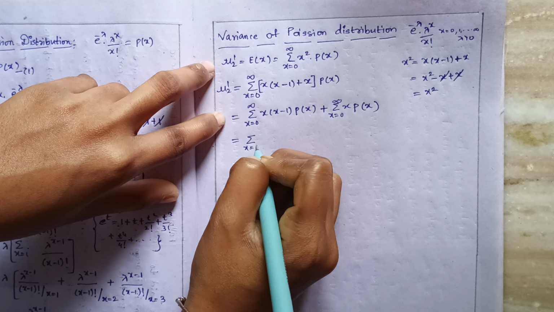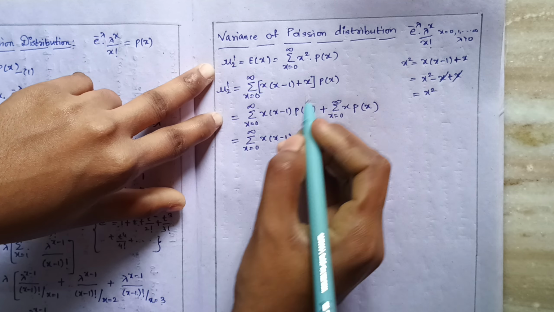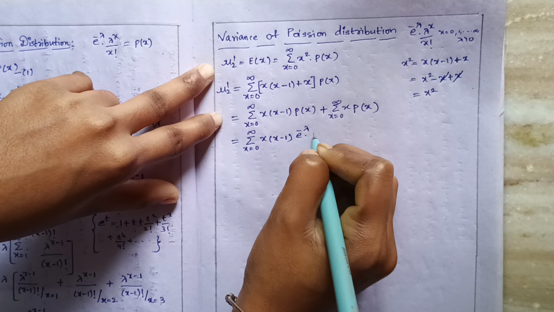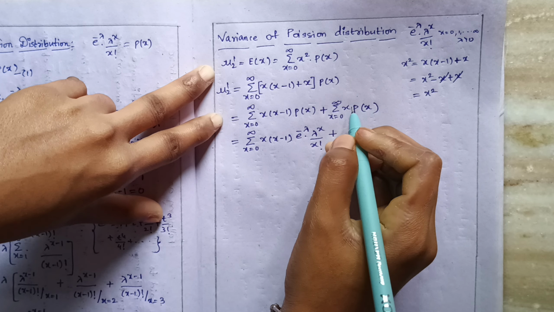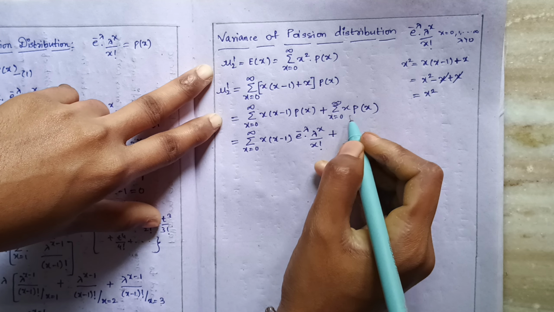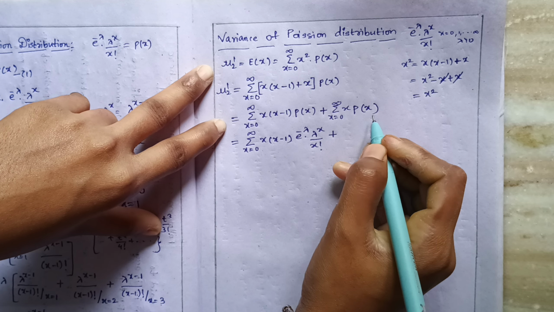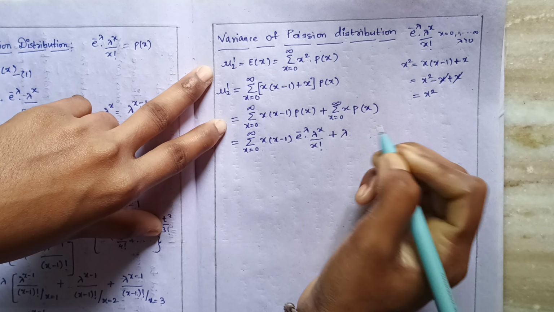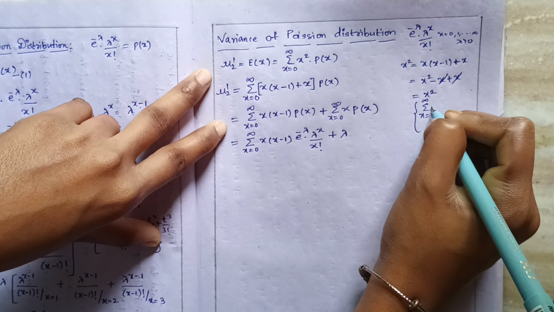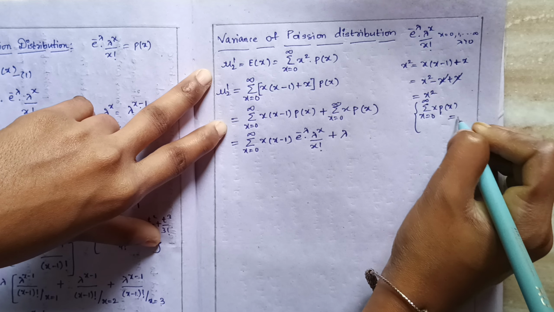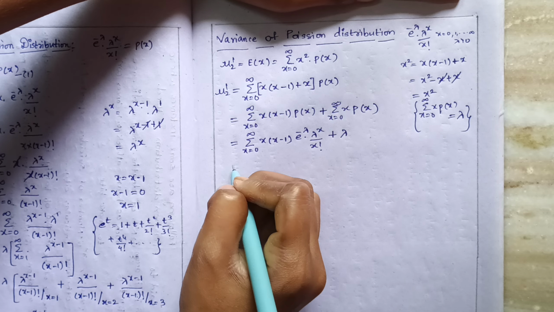Therefore summation x is equals to 0 to infinity x into x minus 1 and p of x is equals to e to the power of minus lambda into lambda to the power of x by x factorial, plus, in the previous video we have got summation x is equals to 0 to infinity x into p of x is equals to lambda. Therefore I am denoting it as lambda. I am writing here summation x is equals to 0 to infinity x into p of x is equals to lambda.